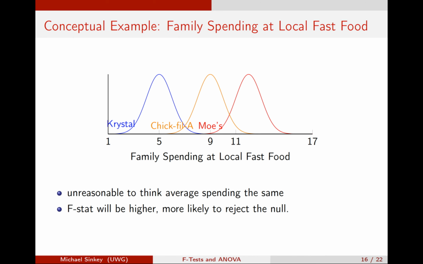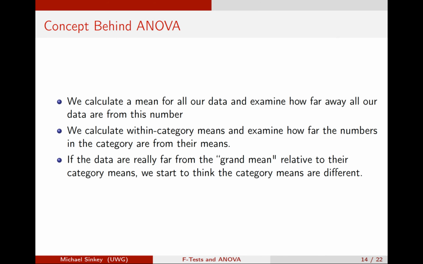So if we go back to these slides here where we're trying to conceptualize what ANOVA is doing, we're going to calculate a mean for all the data and examine how far away our data are from this number. So we're going to try to represent the null in some way, and then we're going to do within category means and examine how far the numbers are from the category means, and that's going to give us some info about the alternative.